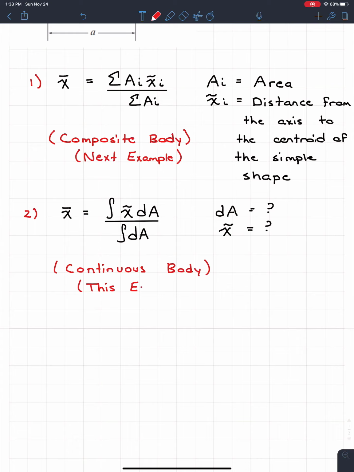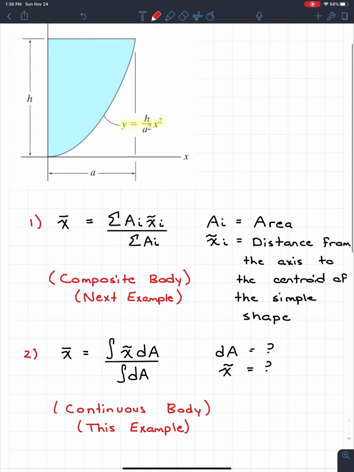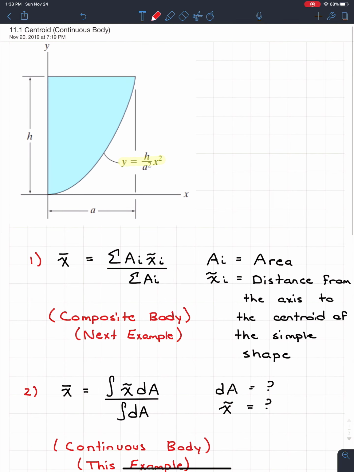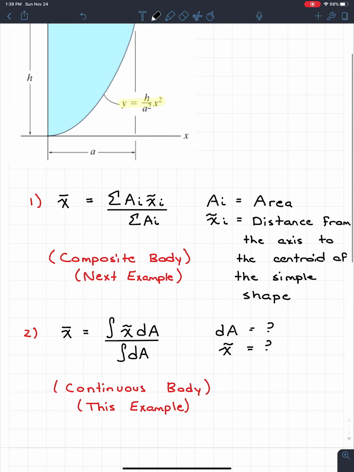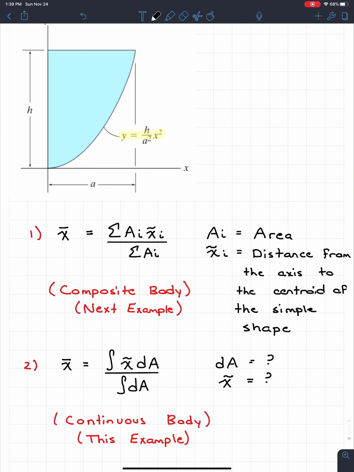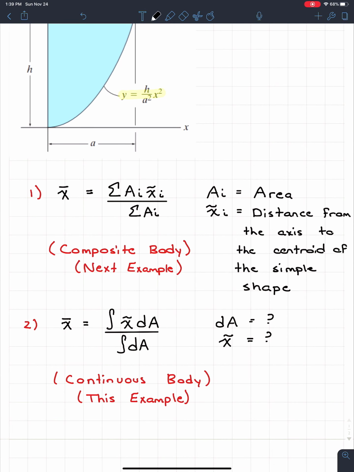So if we look at this body, and actually we'll scroll up real quick. So if we look at this body, it's not composed of simple shapes. It's just one single curve, and it wants us to find the centroid of that shaded region. And that shaded region is very nice because it's continuous throughout the domain. So now we have to go down and say, okay, we know that our formula is going to be this: x bar is equal to the integral of x squiggle dA divided by the integral of dA.